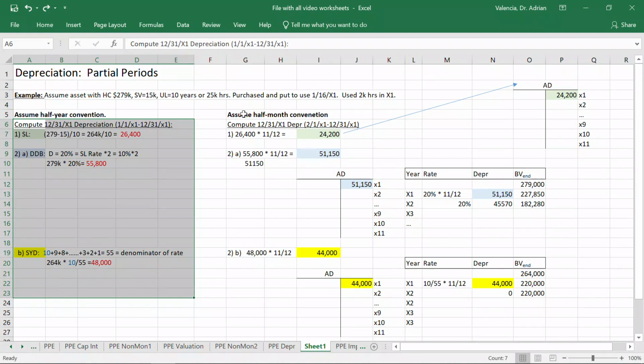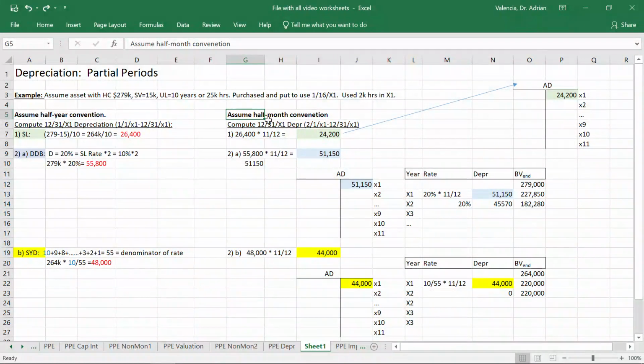Now, here's the new information. Assume instead that we have a half-month convention. So what this dictates is that instead of assuming half a year, you're just assuming that each month is the one we analyze, not the whole year. So if I place this asset to use on January 16th, that's past the midway point of the month, meaning that since it is past the midway point, I do not depreciate for January. Instead, I start depreciating the month after. So in this case, when I ask you to compute depreciation, it's not going to be from January 1st. That's assuming a half-year convention. It's going to be under a half-month convention. I'll start February 1st.